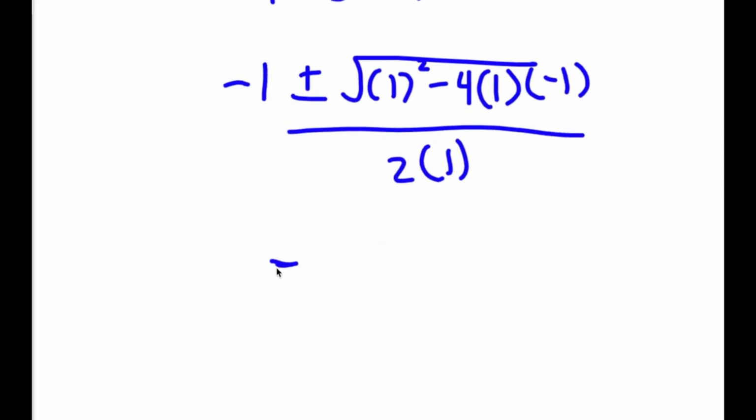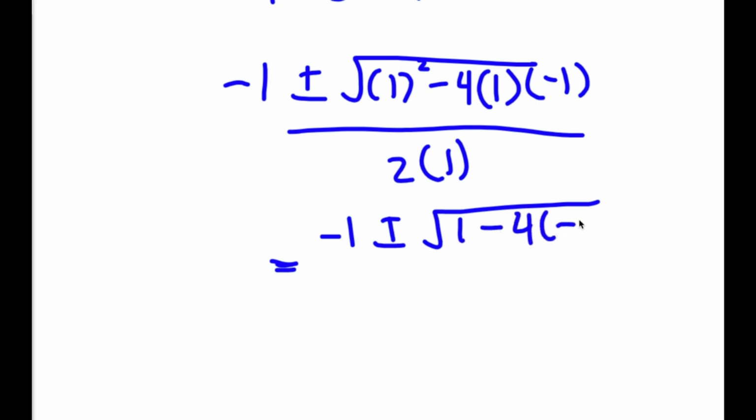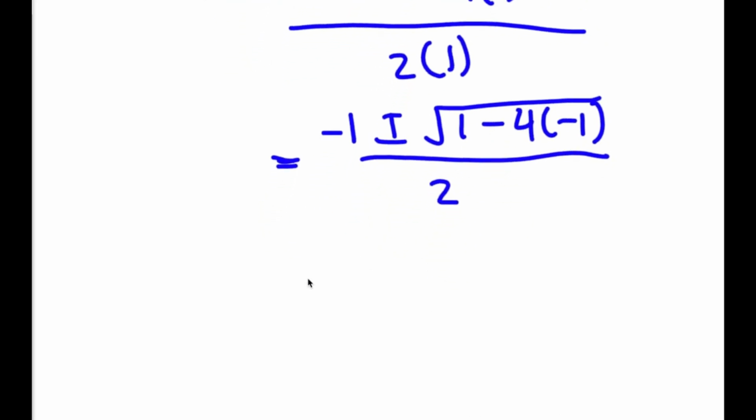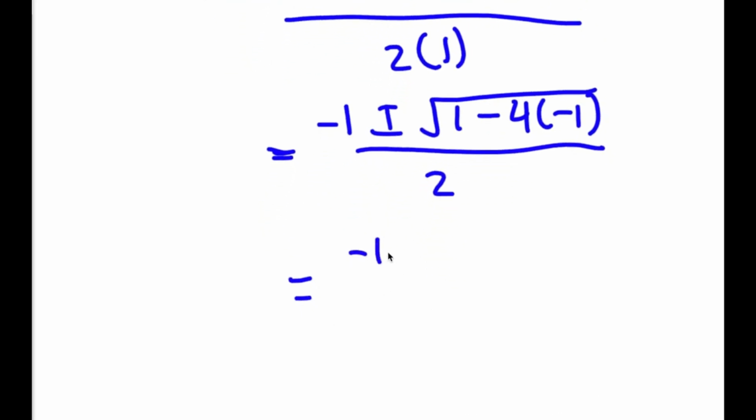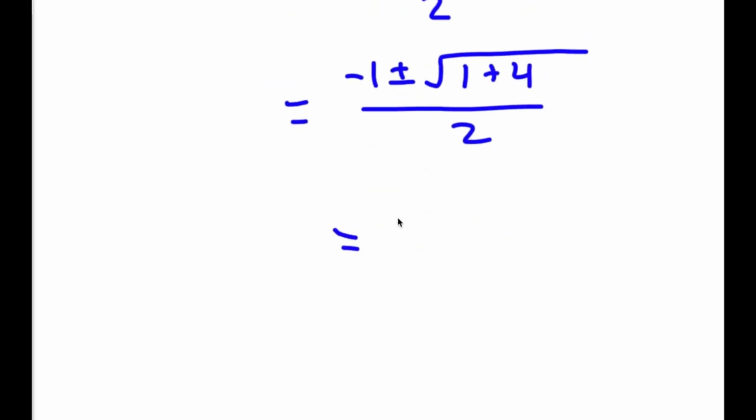Now this is equal to negative 1 plus or minus the square root of 1 squared, which is 1, minus 4 times 1, which is 4 times negative 1, over 2. 2 times 1 is 2. And this is equal to negative 1 plus or minus the square root of 1 minus 4 times negative 1 is negative 4, so I have negative 4, which is positive 4. Over 2 is equal to negative 1 plus or minus the square root of 5 over 2.